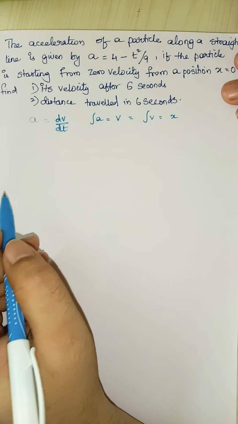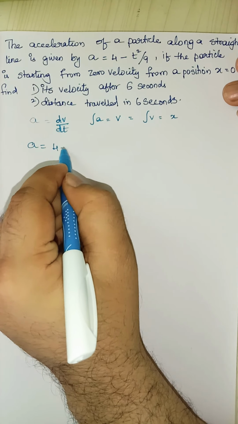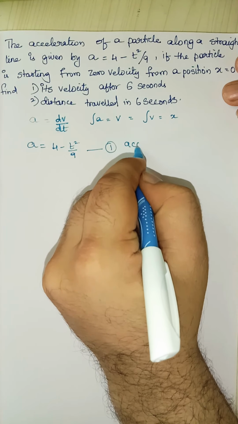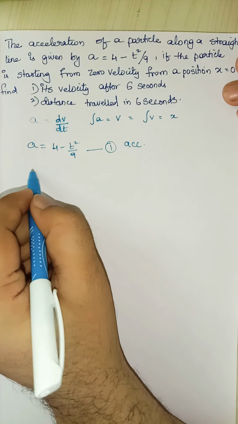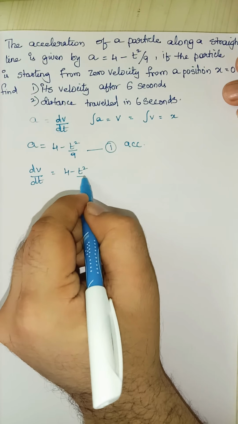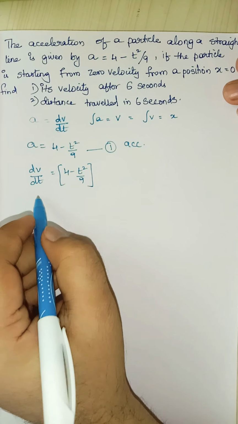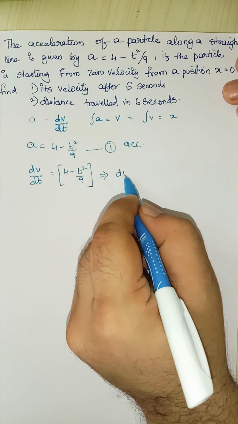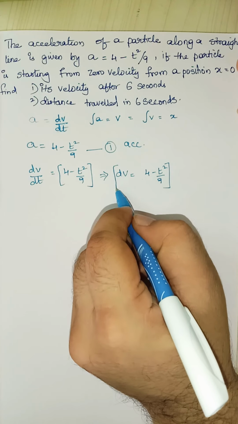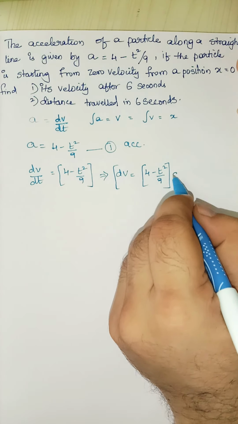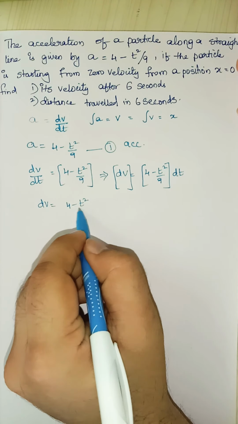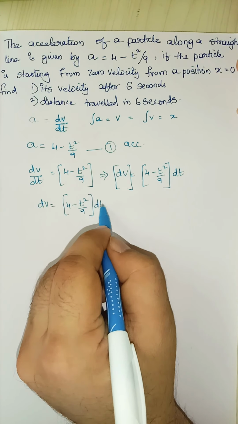Okay, whatever the acceleration which is given to us, a = 4 - t²/9. This is the first equation which is representing acceleration. Now we know that acceleration is dv/dt, so it can be written as 4 - t²/9. Now just cross multiplying, we will get dv = (4 - t²/9) dt.